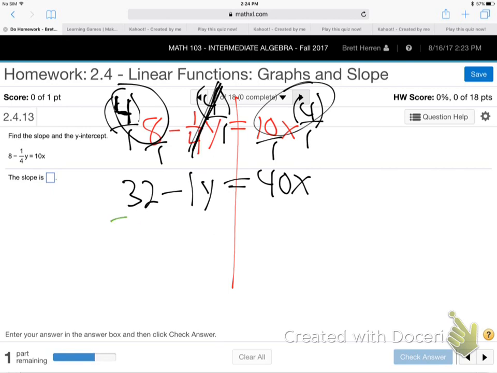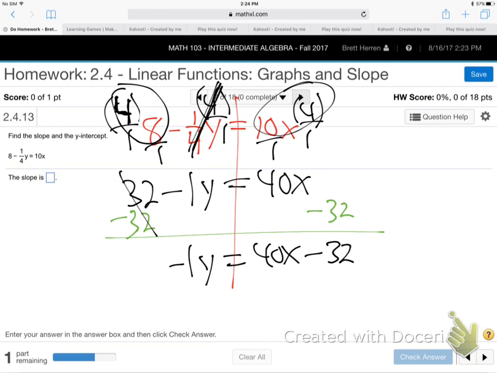Negative 32. Yes, exactly. Plus 40x. Subtract that 32 from both sides. Minus 1y is 40x minus 32, like that. Last step to get y alone, what do we do? Divide through by negative 1. So what do we get? y equals, so the 2 negatives here made positive regular y.